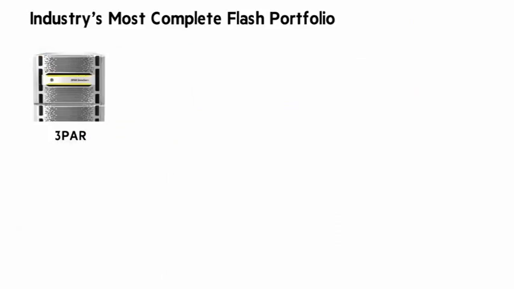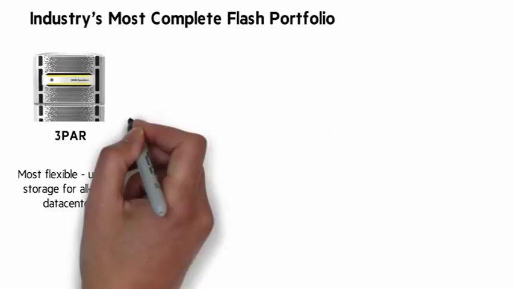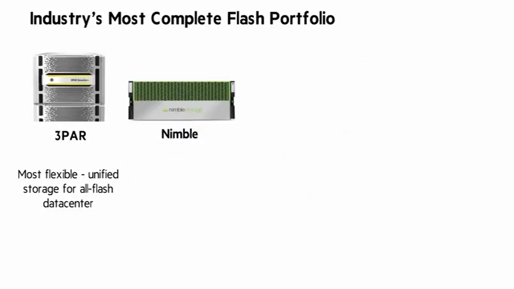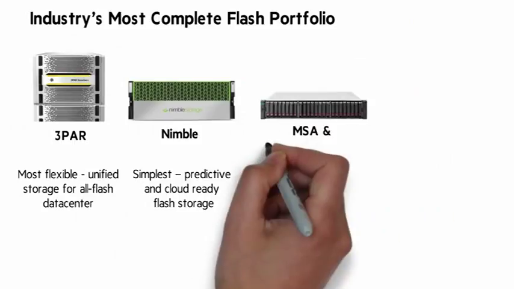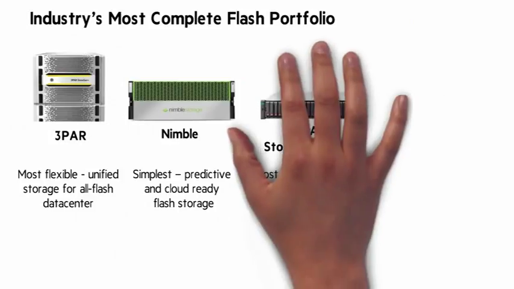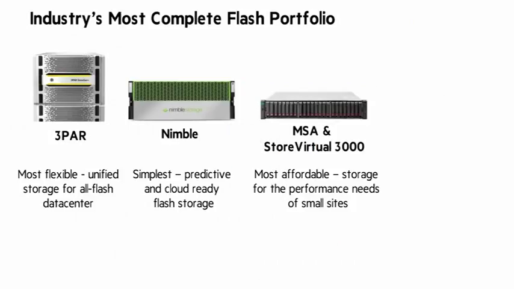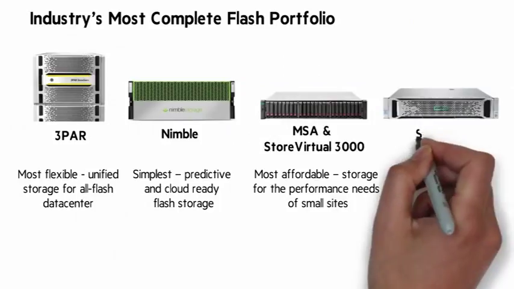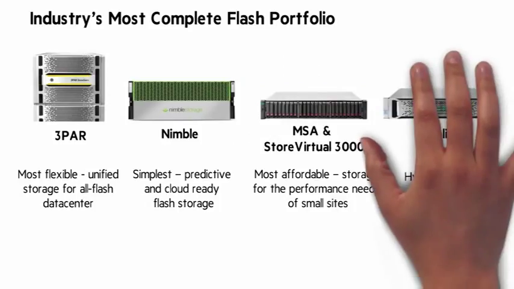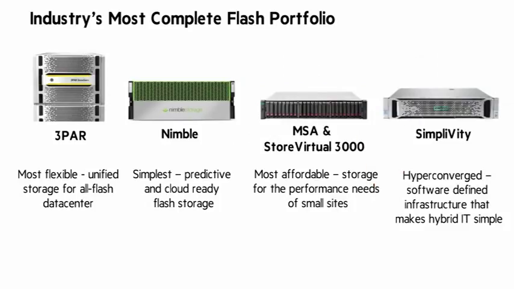First, HPE 3PAR isn't going anywhere. It's the most flexible, unified storage for the all-flash data center. Nimble is the simplest, predictive and cloud-ready. Customers using Nimble Storage absolutely love the experience. The HPE MSA and StoreVirtual 3000 are the most affordable, and ideal storage for the performance needs of small sites. And there's HPE SimpliVity, hyper-converged software-defined infrastructure that makes hybrid IT simple.